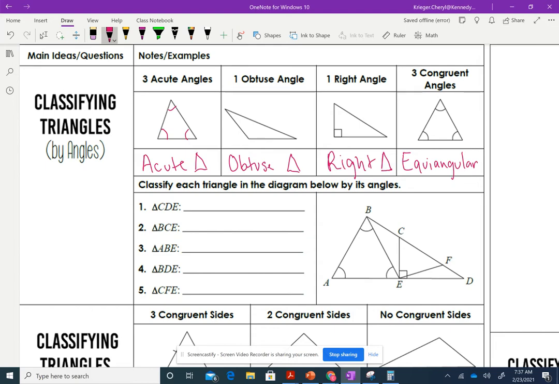All right, so we're going to practice by classifying by its angles. Number 2, I'll do BCE. I'll do evens today. So BCE, we have an obtuse angle here at C. It's greater than 90. Okay, so BCE is an obtuse triangle.